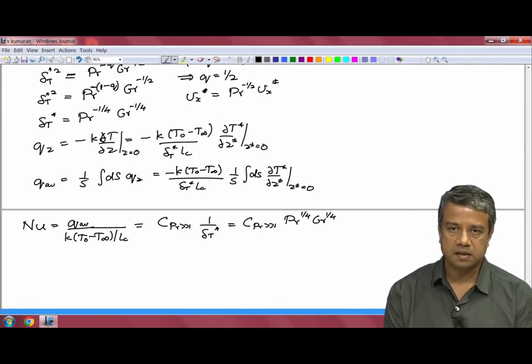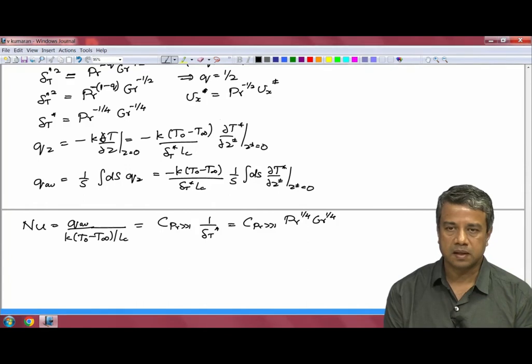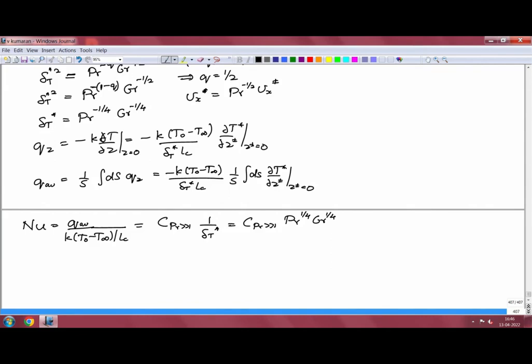So, this completes our discussion of the correlations for natural convection, which I had discussed but had not derived when we did dimensional analysis. For the general case, the Nusselt number is equal to some function of Prandtl number, some constant that depends on Prandtl number, times Grashof number to the power 1/4. In the limit of low Prandtl number, it is equal to Prandtl number to the power half, Grashof number to the power 1/4 times a constant. For high Prandtl number, it is proportional to Prandtl number to the power 1/4, Grashof number to the power 1/4 times a constant. So, this is our discussion on natural convection.